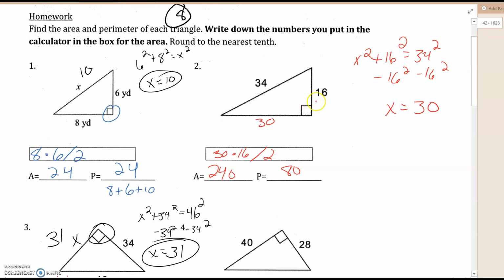Okay, for the Pythagorean theorem, here's my 90. I need 1/2 base times height. This would be x squared plus 16 squared equals 34 squared. You get x equals 30. Then I would do 30 times 16 divided by 2 to find the area. And my perimeter is just all of these added together.